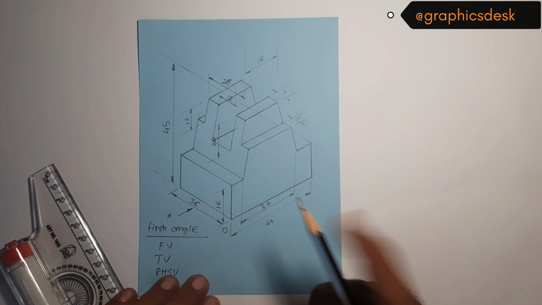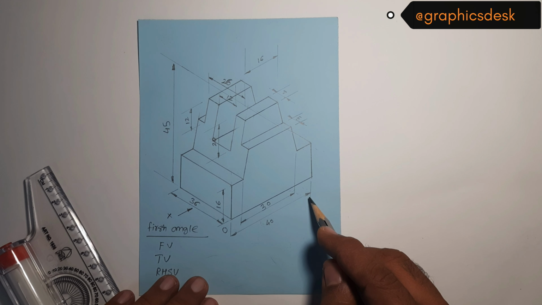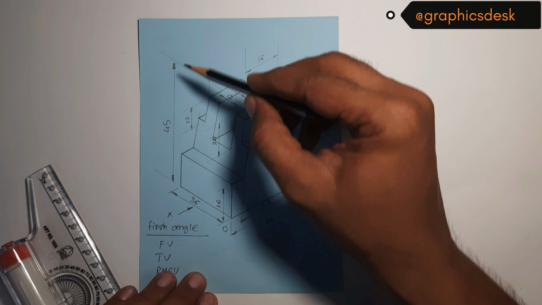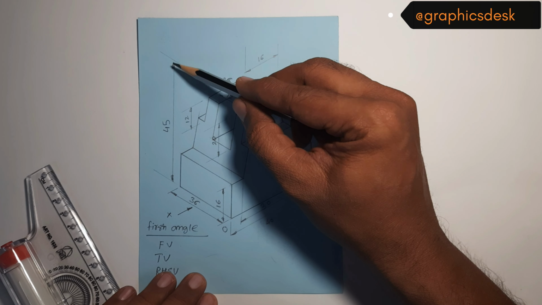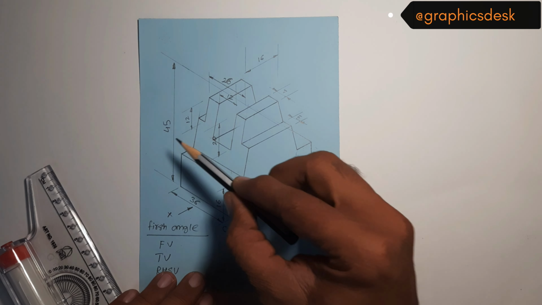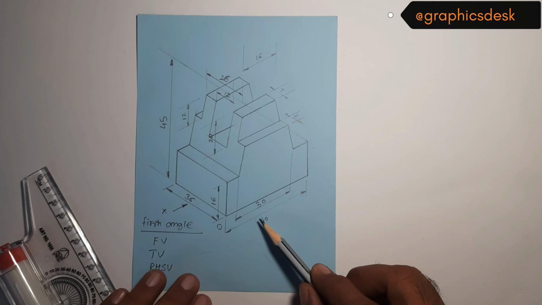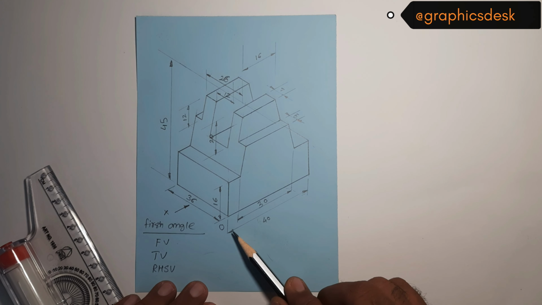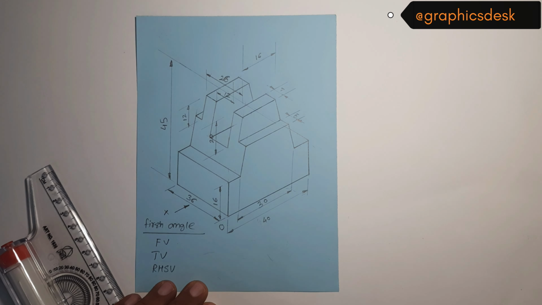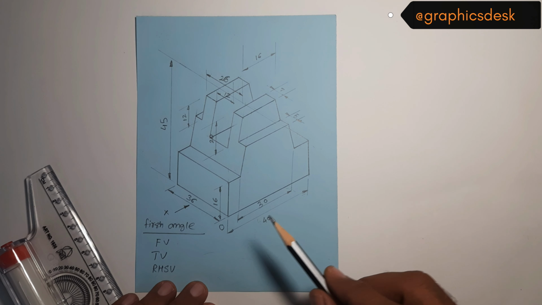Okay, so what we have now is 40 mm as the length of the object, 36 mm as the width of the object, and total height is given as 45 mm. So our front view will be a rectangle of 45 by 36 and all the geometry would be within it. Our right hand side view would be 40 by 45 and all the geometry within it. And our top view will be 40 by 36.